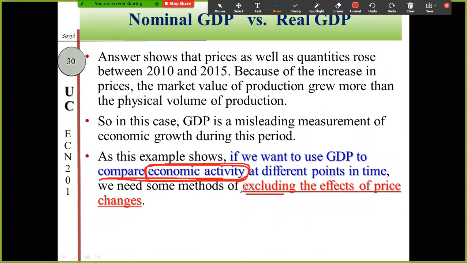This is activities. That's why if we want to use GDP to compare economic activity at different points in time, we need some methods in order to compile GDP by not including effects of price change. So when the price changes, we do not count it. This effect of price change is not included in our economic activities.